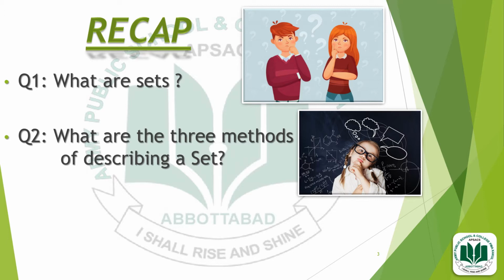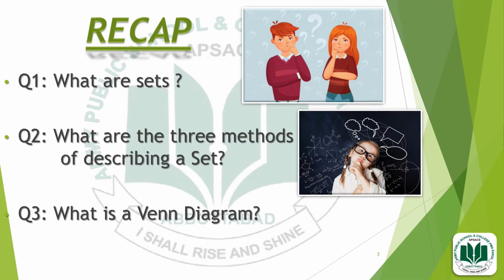Number 1, by listing its elements within curly brackets. Number 2, by stating the main characteristic in words. Number 3, by expressing a set in terms of certain variables. Question number 3. What is a Venn diagram? A Venn diagram represents the relationship among sets.